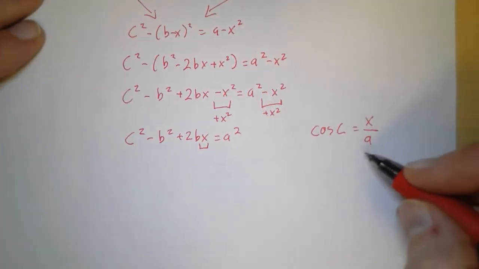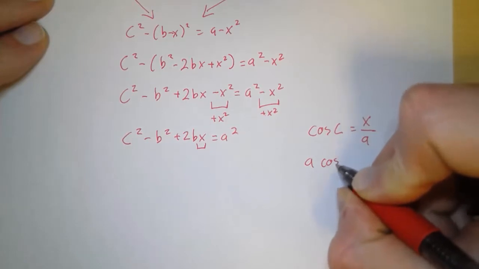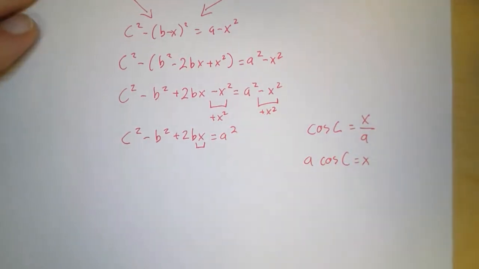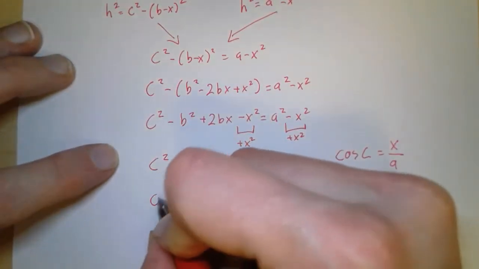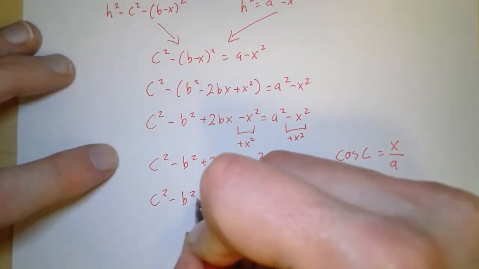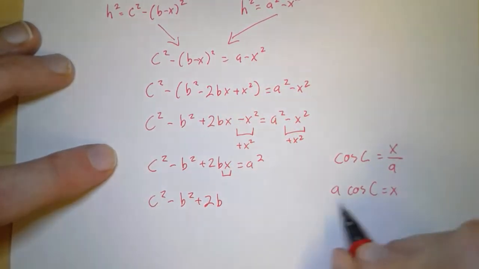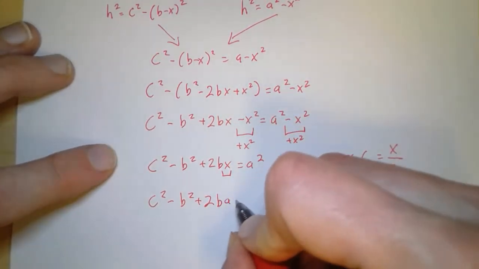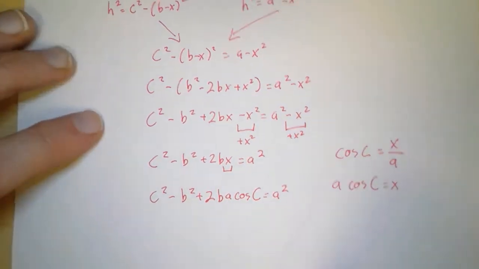So if I want to solve for x, I just multiply by a. So we have a cosine of C. That equals x. So now I can replace that over here. So we have c squared minus b squared plus 2b, and in place of x, we put our quantity a cosine of C, equals a squared.